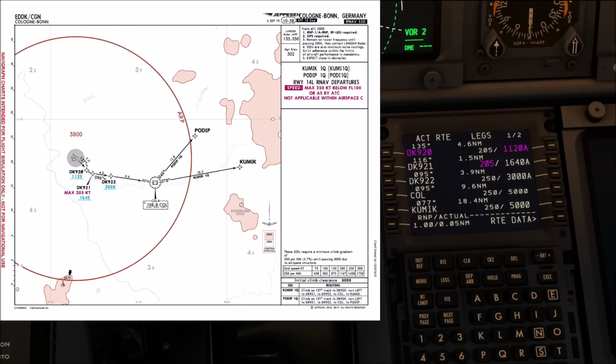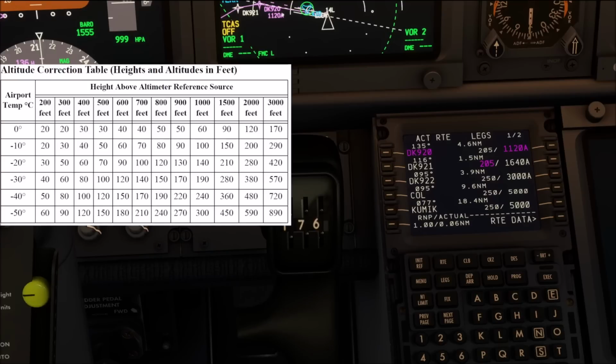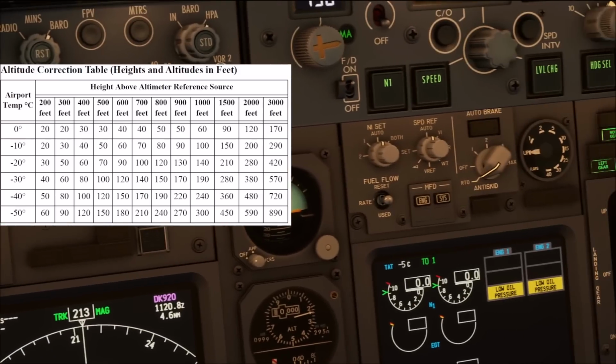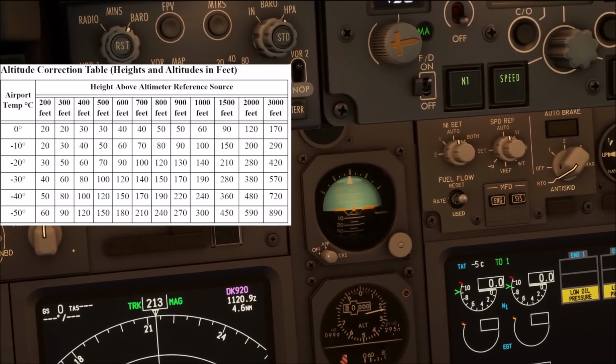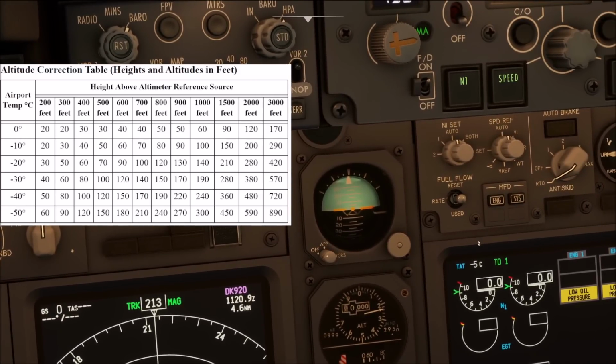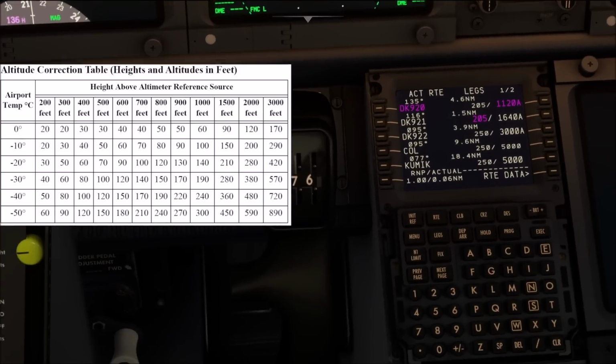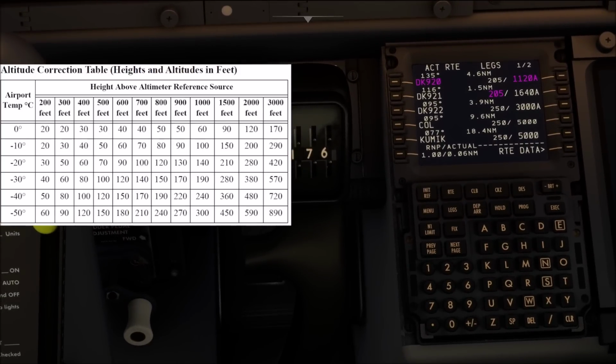So looking at the cold altitude correction table once again, we can see that at the moment we have a temperature of -5 degrees, as we can see up here on the engine display. Therefore, we need to apply approximately the middle between the two tables.